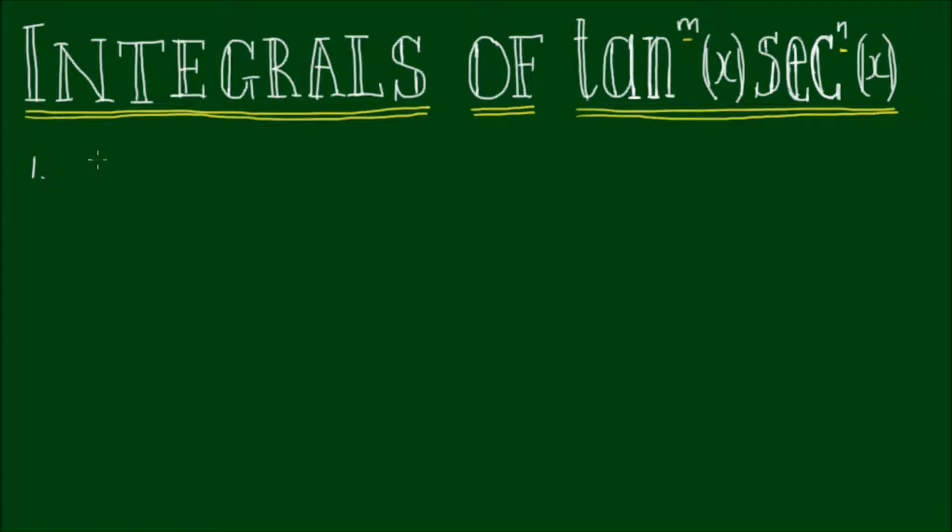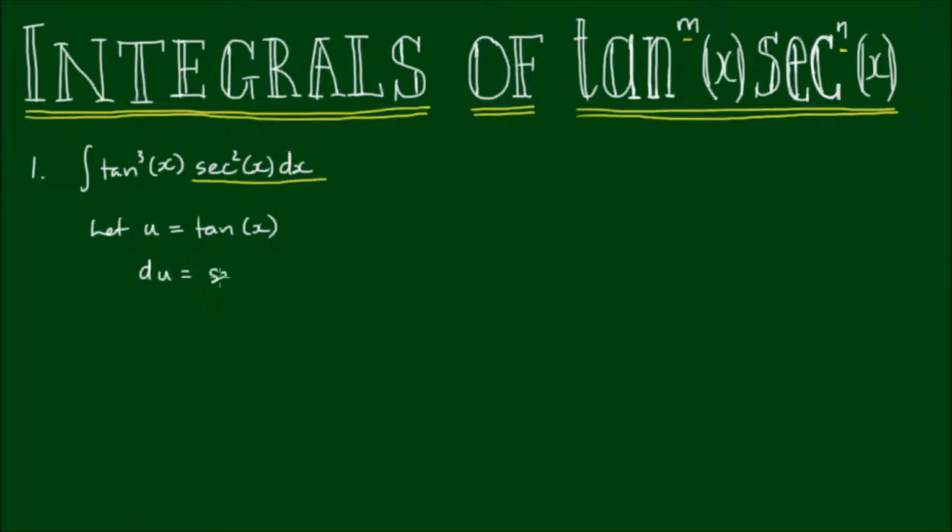The first case that I want to have a look at is the integral of tan cubed of x by secant squared of x. And this is the easiest case, where we simply make a u substitution. So we let u equal tan of x. Now this integral is driven by the term secant squared by dx. And we note that the differentiation of u with respect to x is du is equal to secant squared dx.